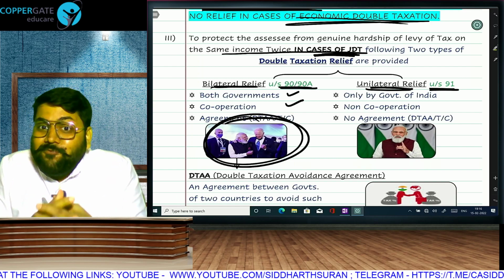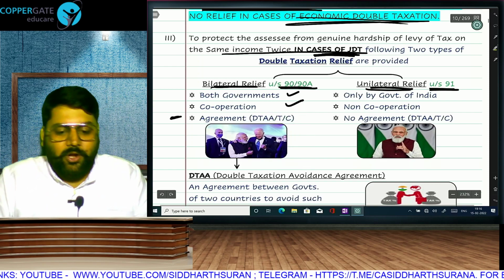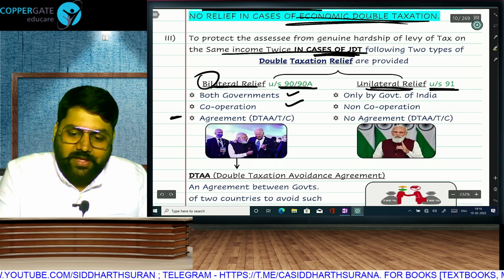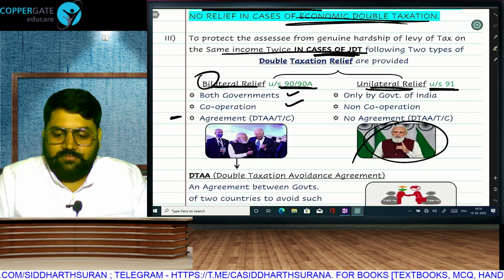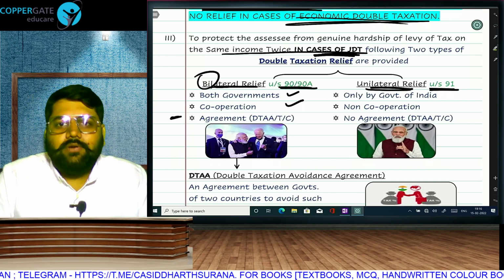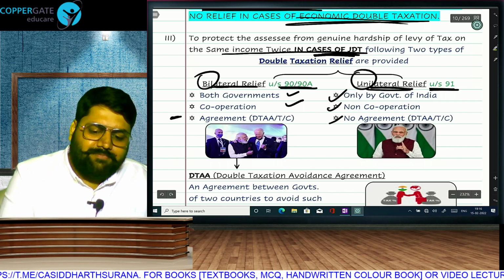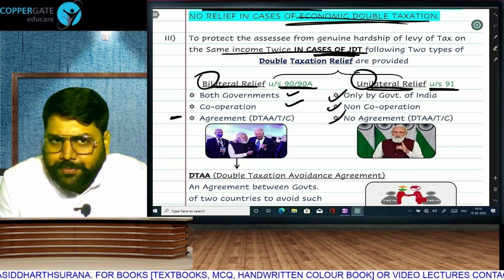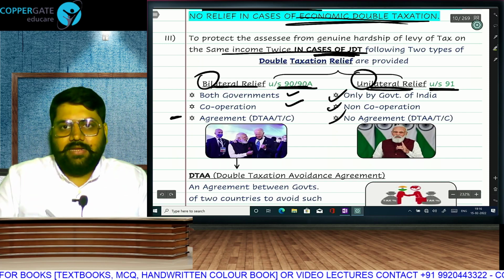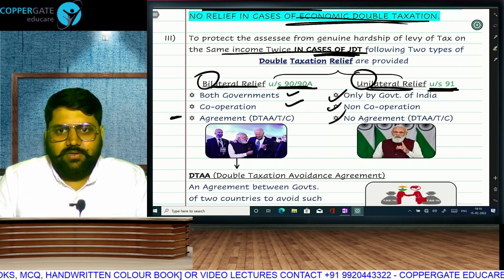Fist pump. When both have friendship with each other, both together enter into an agreement called DTAA, agreement, treaty or convention, then it is called bilateral relief. But when he is left alone, when you are alone, at that time you will get unilateral relief, only from the government of India, because there is no cooperation. So if both governments cooperate, they do a treaty, then relief will be according to the treaty, that is bilateral relief, given in 90 and 90A. But when both governments don't cooperate, then you will get only unilateral relief under section 91.